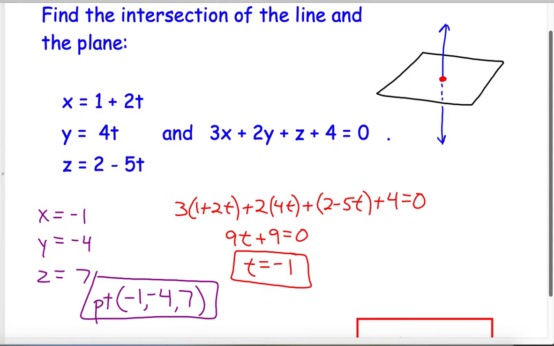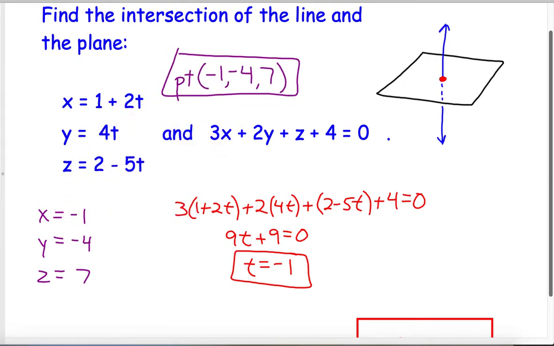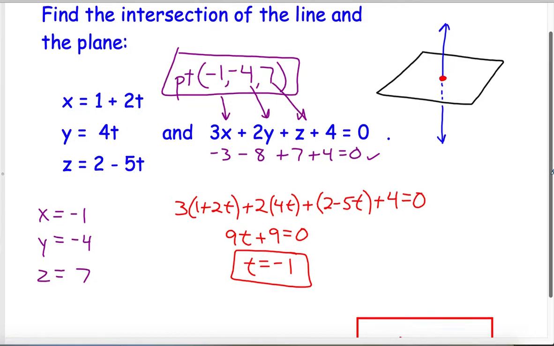All right, so if I plug in negative 1, negative 4, 7 for x, y, and z, you're going to see t is negative 1, so we know that works. Let's test this in the plane and see if that works. So 3 times negative 1 is negative 3, plus 2 times negative 4 is negative 8, that's negative 11, plus 7 is negative 4, plus 4 is 0. Check. So that point is both in the plane and on the line. And so we have our solution.